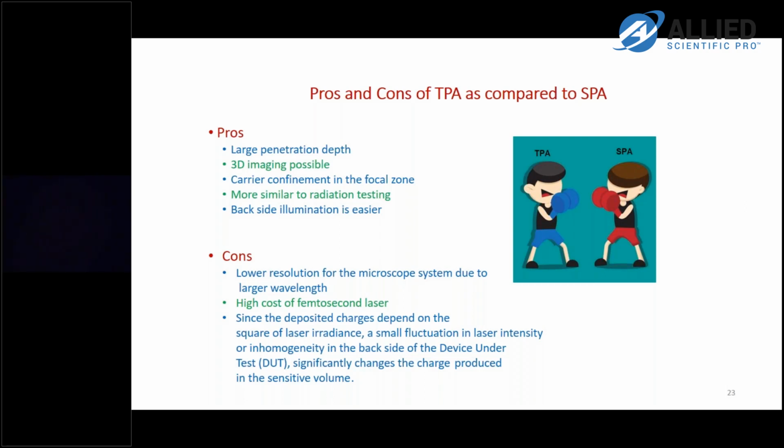This is to do with the diffraction limit. So the larger wavelength will have less resolution. And the cost of the femtosecond laser for TPA is more.